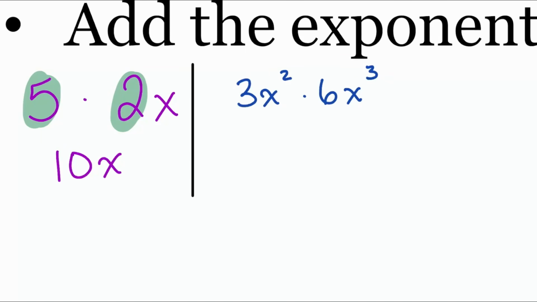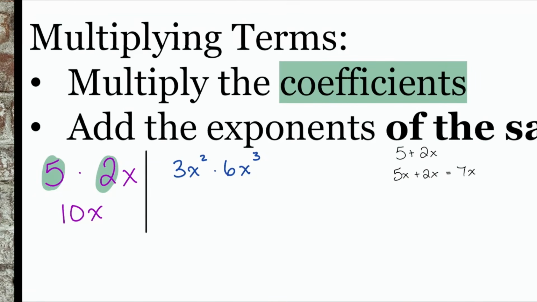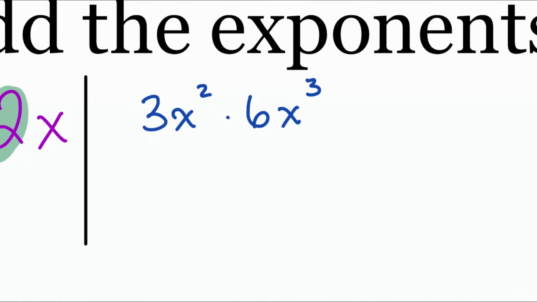So everybody, let's follow the same exact rules that we just wrote down. Number one, just like we said, we're going to multiply those coefficients. Everybody, which one is the coefficient for 3x squared? Is it the 3 or is it the 2? Yeah, 3 is that coefficient. Excellent. Same thing over here with the 6x cubed. The 6 is the coefficient.